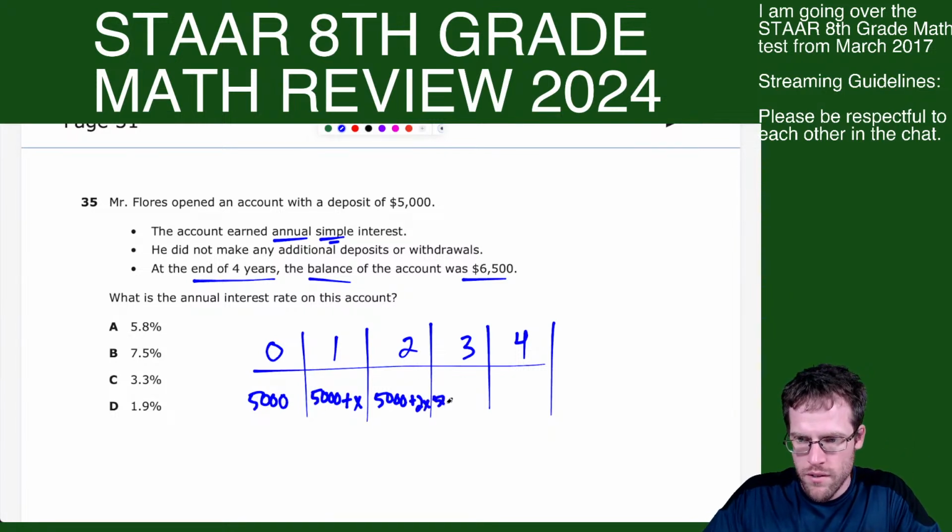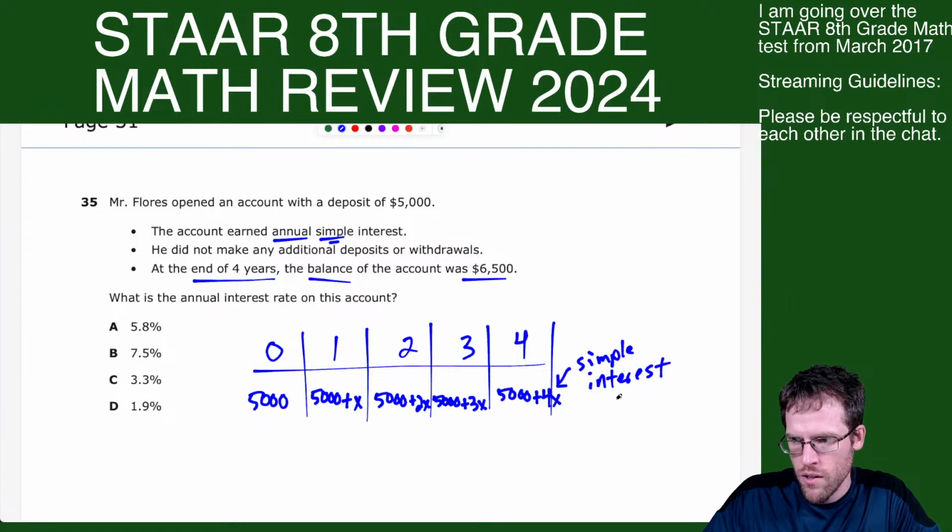After the third year, Mr. Flores gets 3 times whatever the simple interest is per year. And then after the fourth year, Mr. Flores gets 4X times the simple interest. But whatever this simple interest is, okay, so this is the simple interest over 4 years.